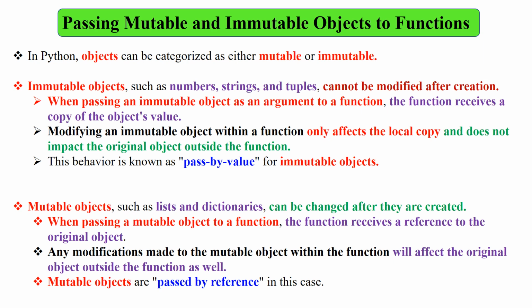Mutable objects, such as lists and dictionaries, can be changed after they are created. When passing a mutable object to a function, the function receives a reference to the original object. Any modifications made to the mutable object within the function will affect the original object outside the function as well. Mutable objects are passed by reference in this case.